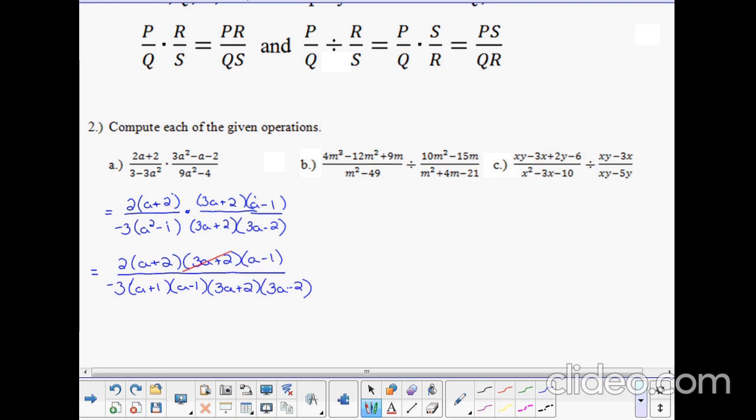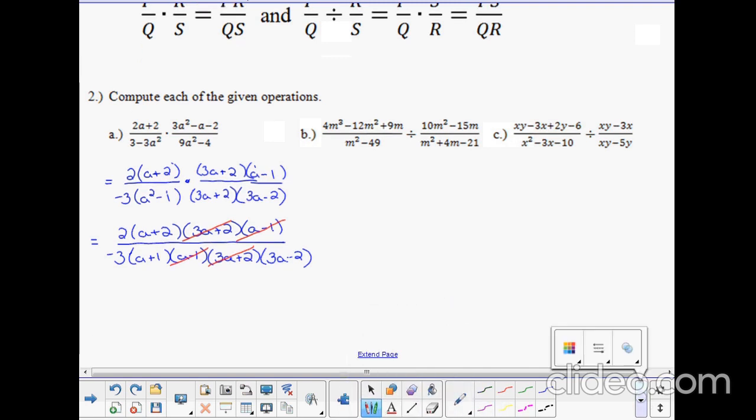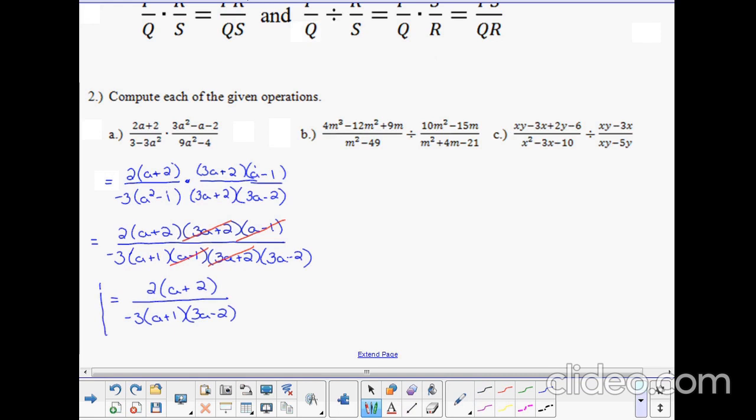The 3a plus 2 eliminates. The a minus 1 would eliminate. Those would divide each other out and become 1. Now what I'm left with would be the simplified version of my multiplication. So this would be 2 times a plus 2 over negative 3 times a plus 1 times 3a minus 2. And for right now, we can go ahead and leave our answer as such.